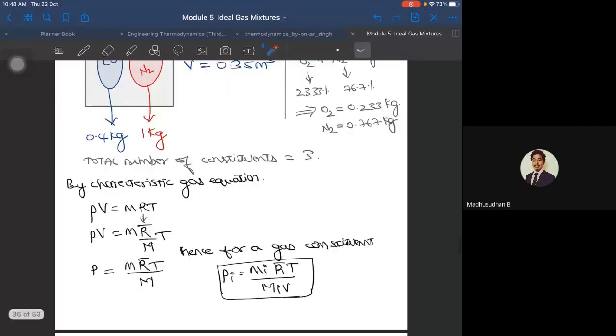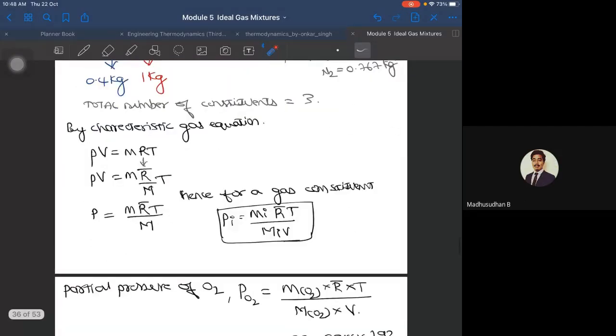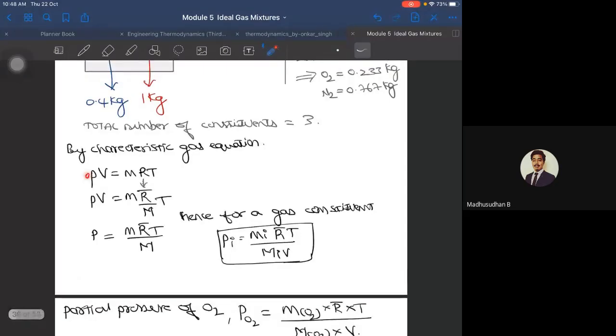Now we have to calculate the partial pressure. For that, you'll be taking the ideal gas equation, PV equals mRT. Again, R you can write as R dash by M, correct? Now I'll transfer volume to the other side so that I can calculate the total pressure. Total pressure is mass times R dash T divided by capital M.